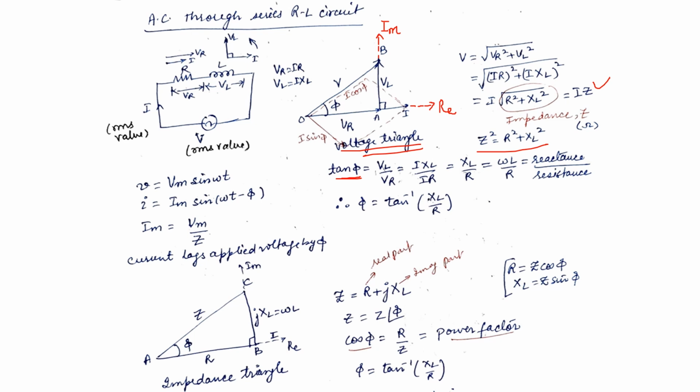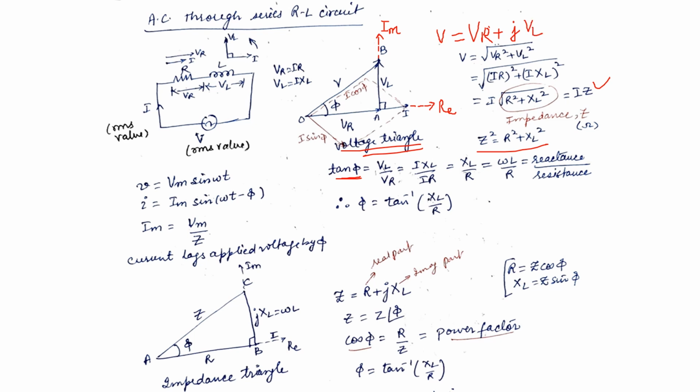We can also write the relation for V from this voltage triangle in terms of the real and imaginary components as V is equal to VR plus j times VL.